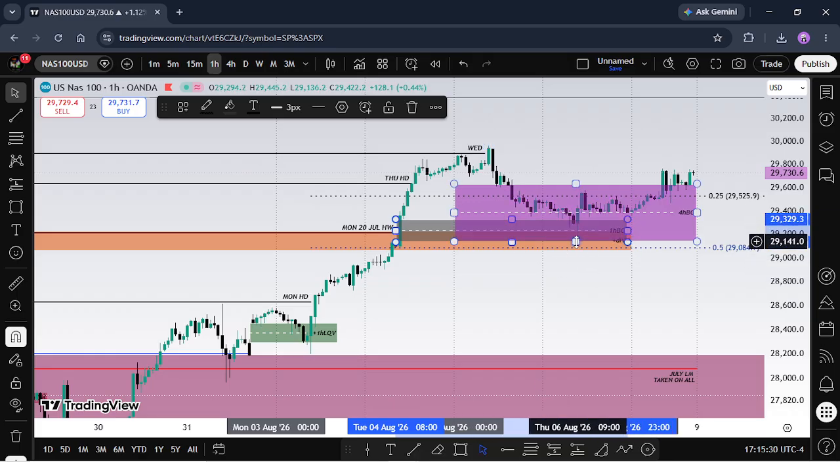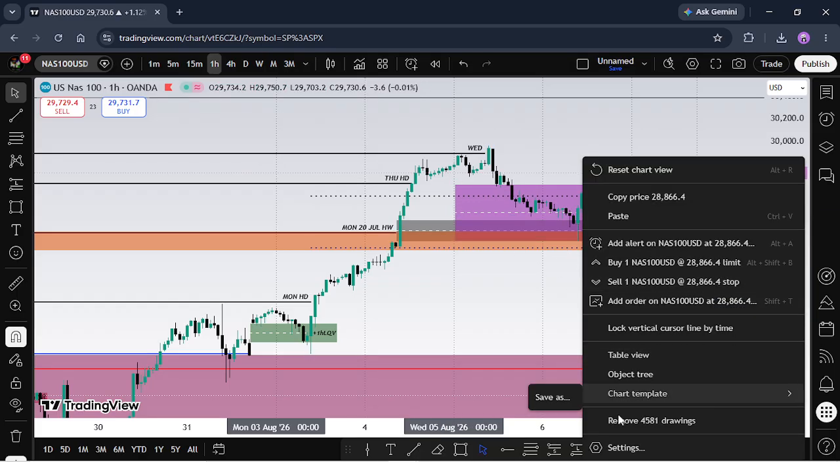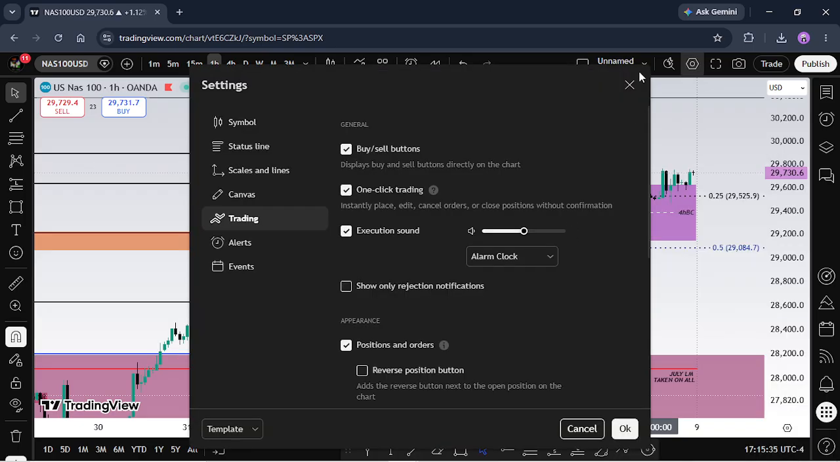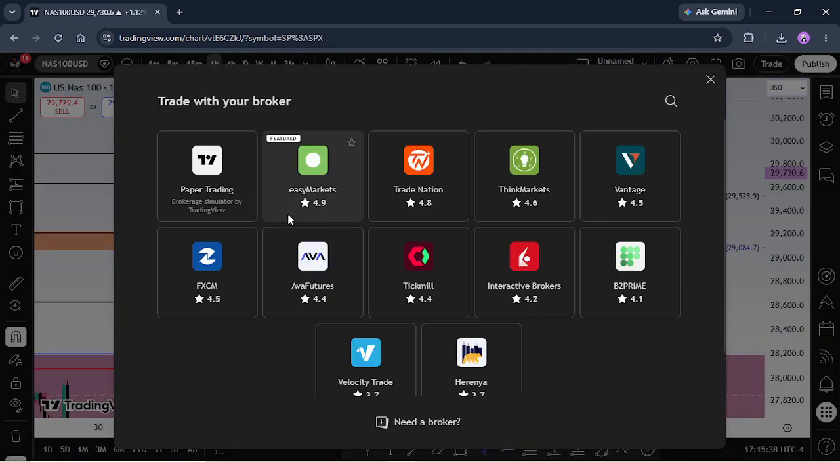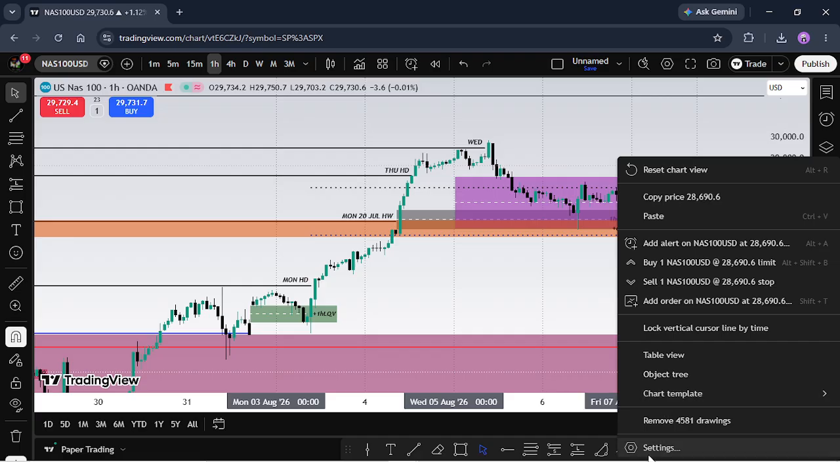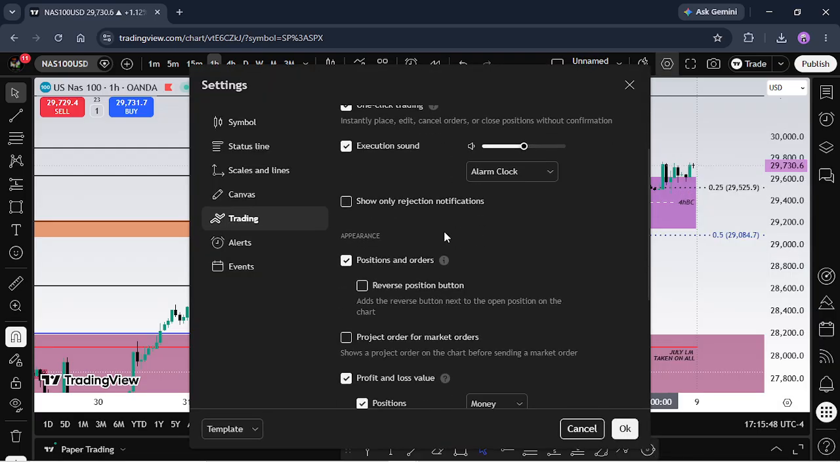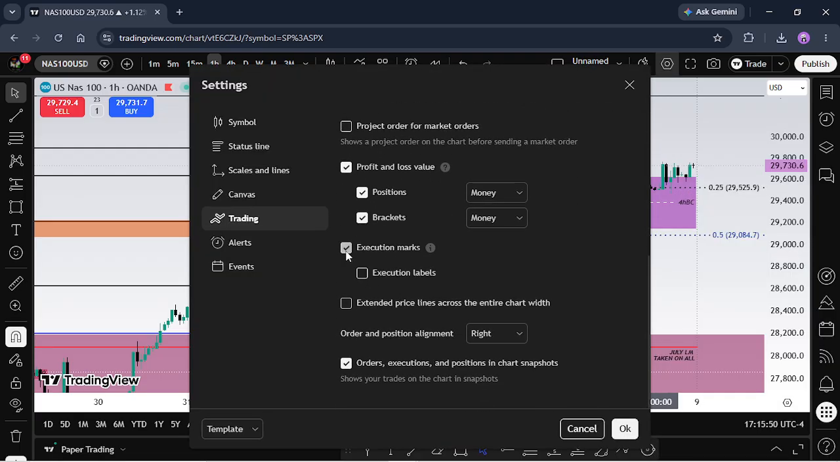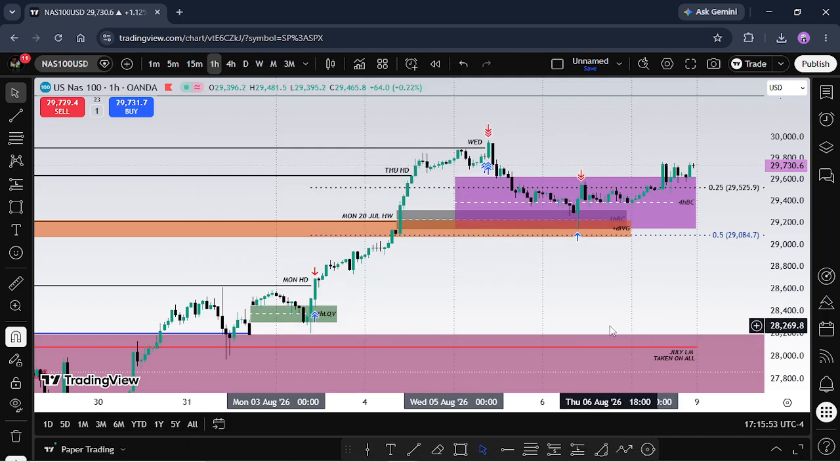I actually bought here. Yeah, I think I bought here on my live account. Was it here too? Let's check. Oh, yeah. But I remember I bought on my live account. Alright, settings, execution marks. Yeah, see here I bought. This one went green, right? I made money here. I bought here. This was taken on my live account. This one was also taken on my live account.